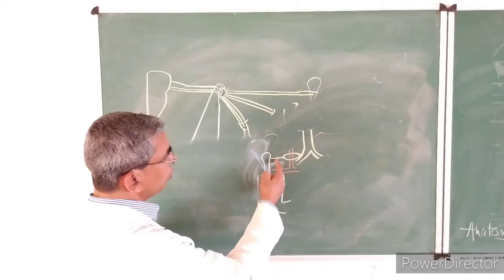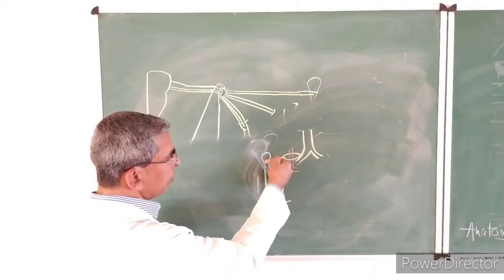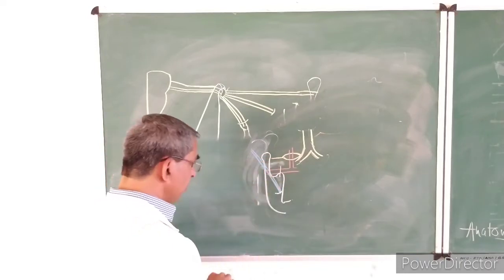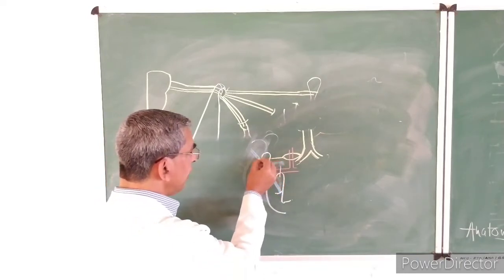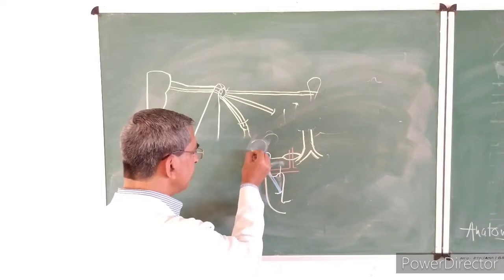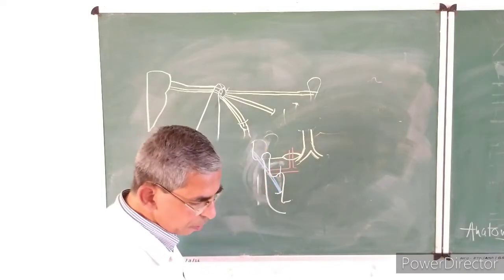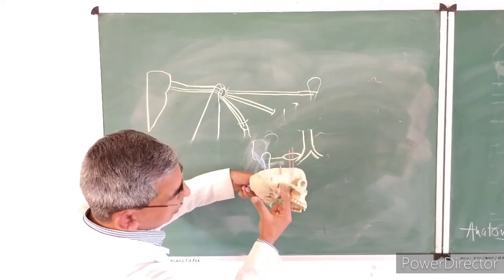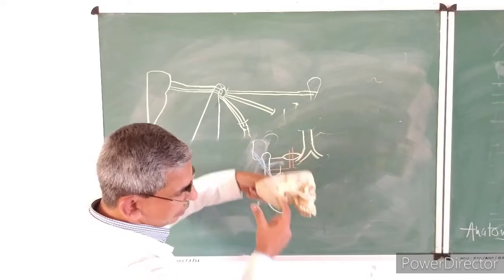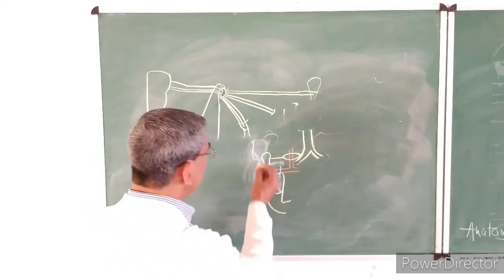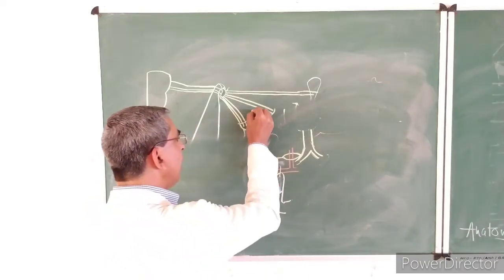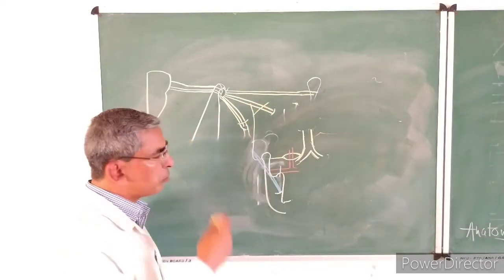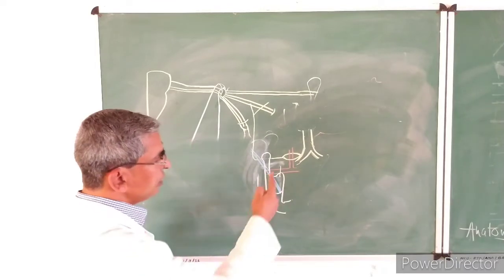Clear? So this auriculotemporal nerve passes between the neck of the mandible and the sphenomandibular ligament, then it passes here and ascends upward in front of the pinna, in front of the external acoustic meatus, or behind the root of the zygoma. Clear? So it ascends upward and divides into branches and supplies the skin of the temporal region. We will see what the branches are. So this is the auriculotemporal nerve.